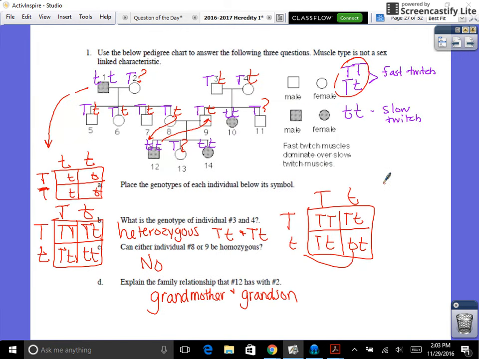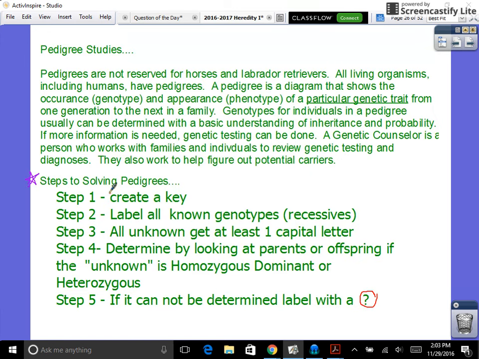So this was a sample we did in class. If you need to, you can pause and attempt to solve the problem yourself using the steps, or you can take a look at the correct answers here. What we did, we started with the purple lettering, and we created our key over here. Fast twitch is going to be either homozygous dominant or heterozygous, and slow twitch is going to be 2 lowercase letters to show the recessive. And it says right here, fast twitch muscles dominate over slow twitch muscles. So step 2, if we go back, is to label all known genotypes, all the recessives.